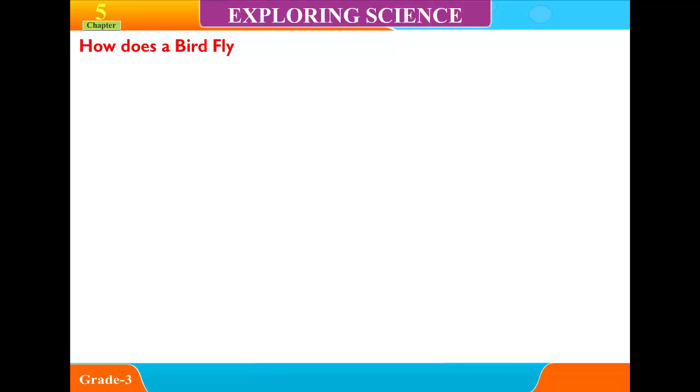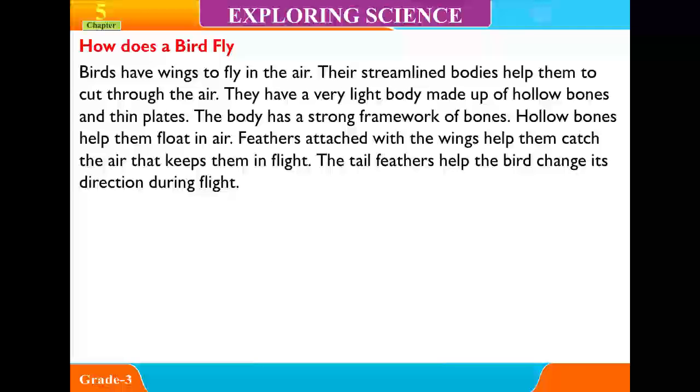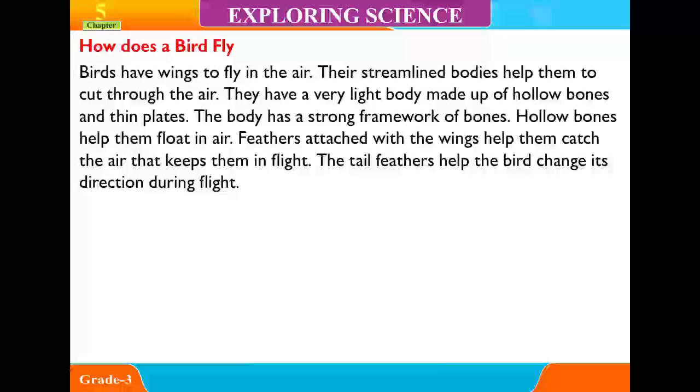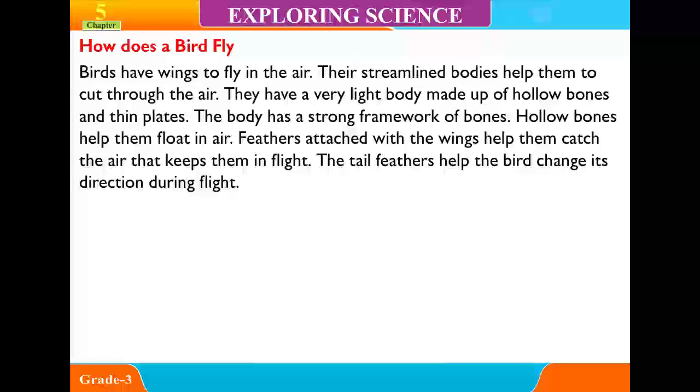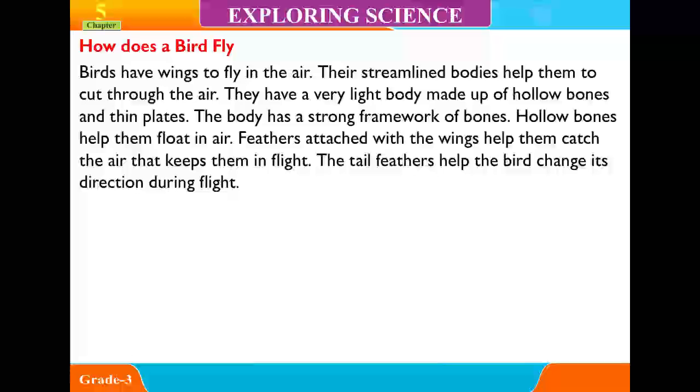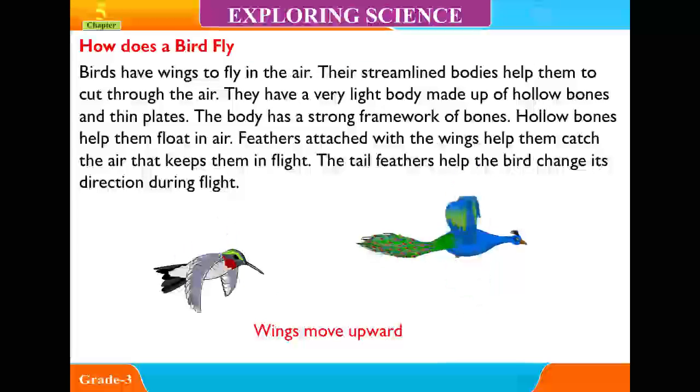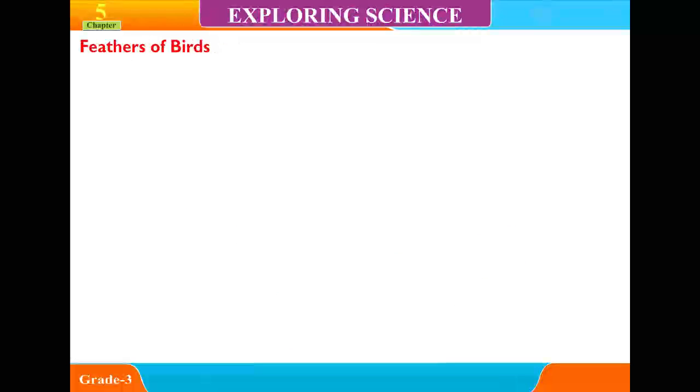How does a bird fly? Birds have wings to fly in the air. Their streamlined bodies help them to cut through the air. They have a very light body made up of hollow bones and thin plates. The body has a strong framework of bones. Hollow bones help them float in air. Feathers attached to the wings help them catch the air that keeps them in flight. The tail feathers help the bird change its direction during flight. Wings move upward.